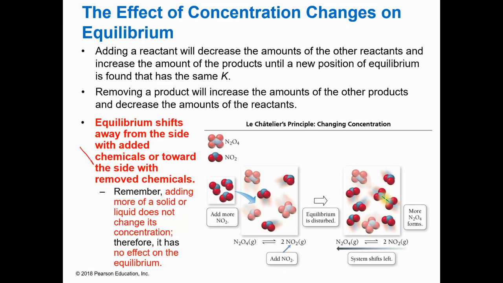This is super important. Equilibrium will shift away from the side with added chemicals or towards the side with removed chemicals. This also works on the product side. Okay, again, no solids or liquids are affecting it and no effect on K.